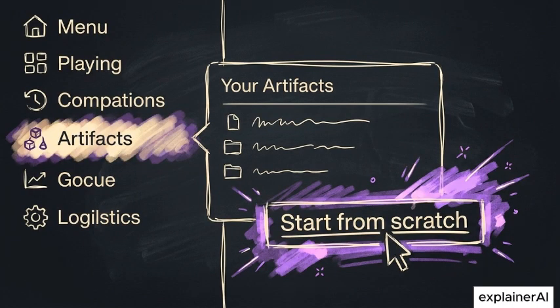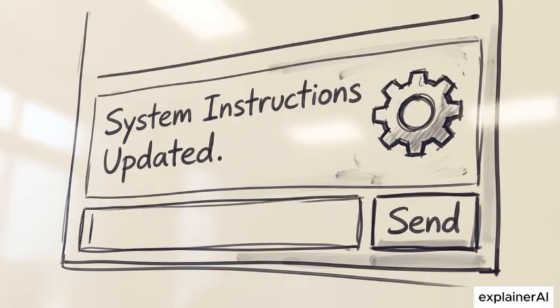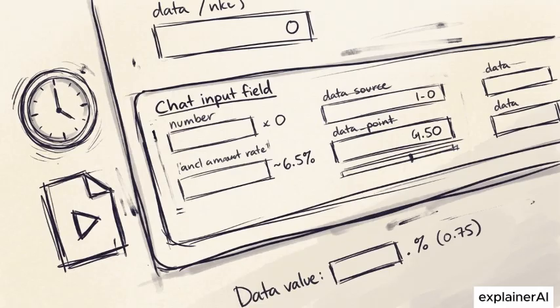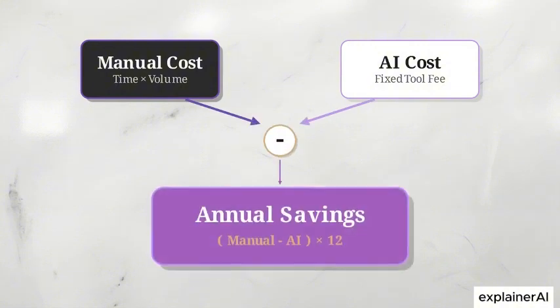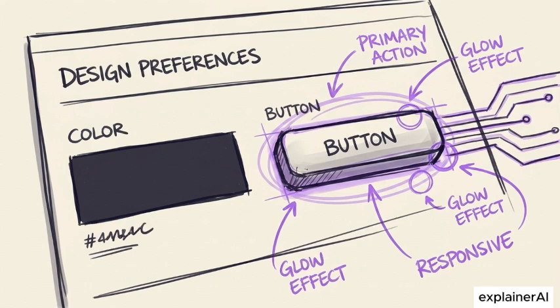In the sidebar, go to Artifacts, click Your Artifacts, and choose Start from Scratch. We use the AIM prompt to build an ROI calculator. We tell Claude to act as a front-end developer. We specify the inputs, monthly hours spent on content, and total video count. We define the logic, calculate manual cost versus AI cost to show total annual savings. Finally, we dictate the look. We want a clean, professional, dark-themed UI.